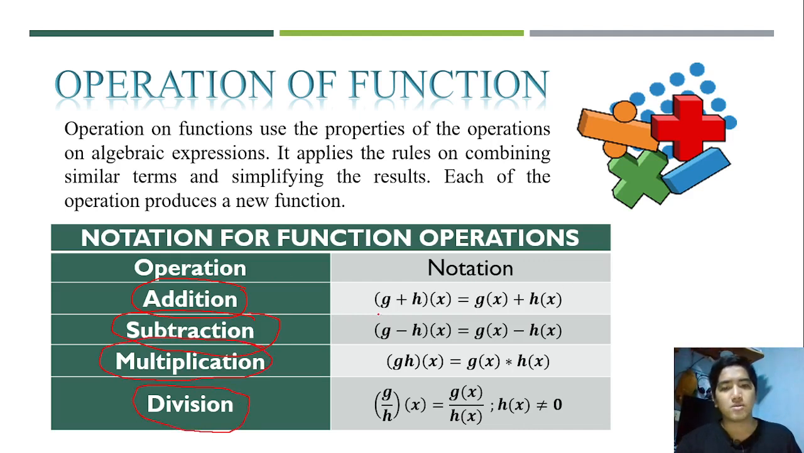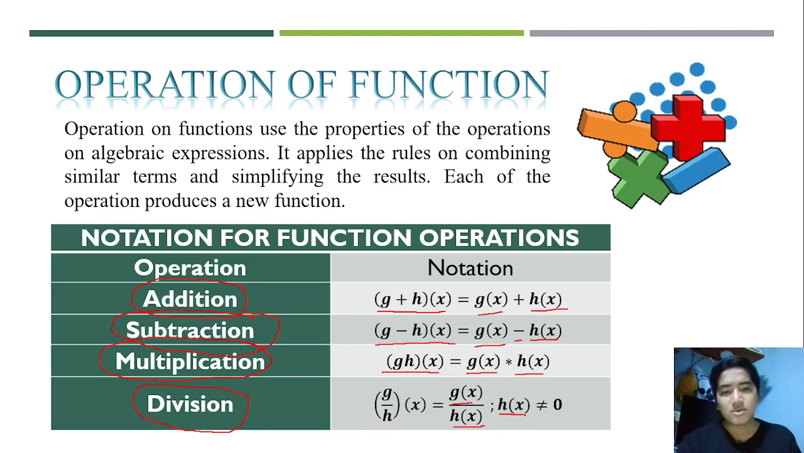For addition, we have the function g plus h of x is equal to g of x plus h of x. Then for subtraction, we have g minus h of x is equal to g of x minus h of x. For multiplication, we have g times h of x is equal to g of x multiplied by h of x. Then for division, we have g over h of x is equal to g of x over h of x.